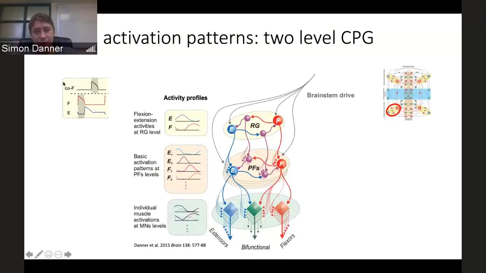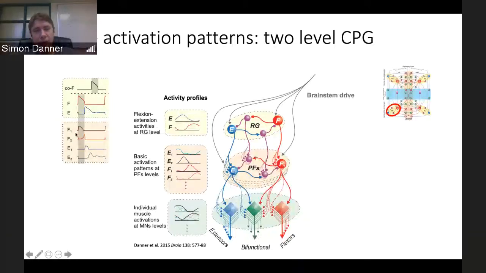So now here we have the model results. This is the rhythm generating center. We have the neural output of the activity of the flexor and extensor populations. Here from the contralateral flexor, we have alternation, the flexor extensor alternation. Then this is the output of the pattern formation centers.